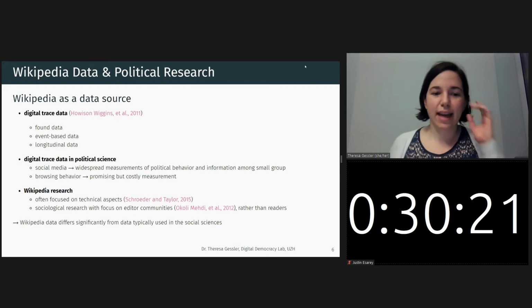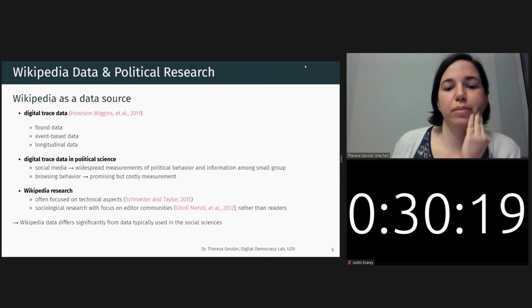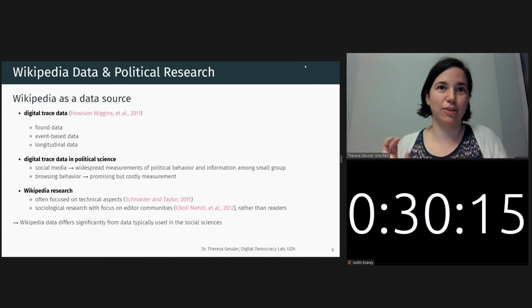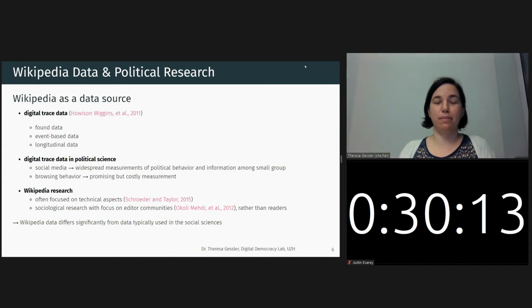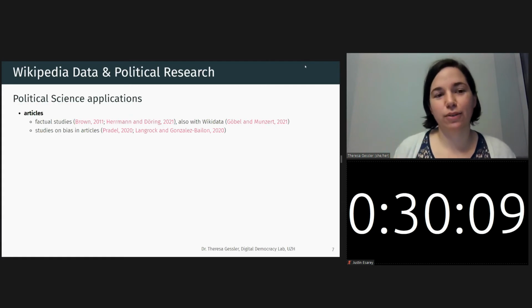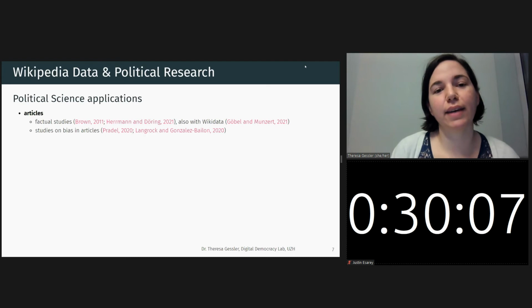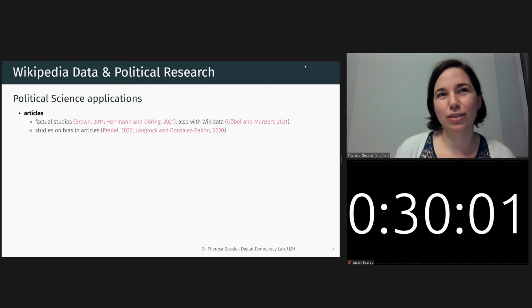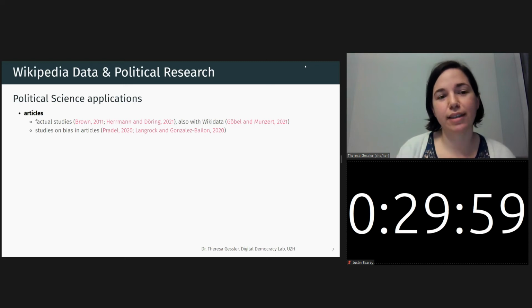So Wikipedia data differs significantly from data that is typically used in the social sciences. And I think this is something that bars many people from using it. Nevertheless, there are quite a few political science applications that have come out in the past years. And of course, I don't want to leave them unmentioned, also to give you a bit of an impression of what these different types of data have been used for.